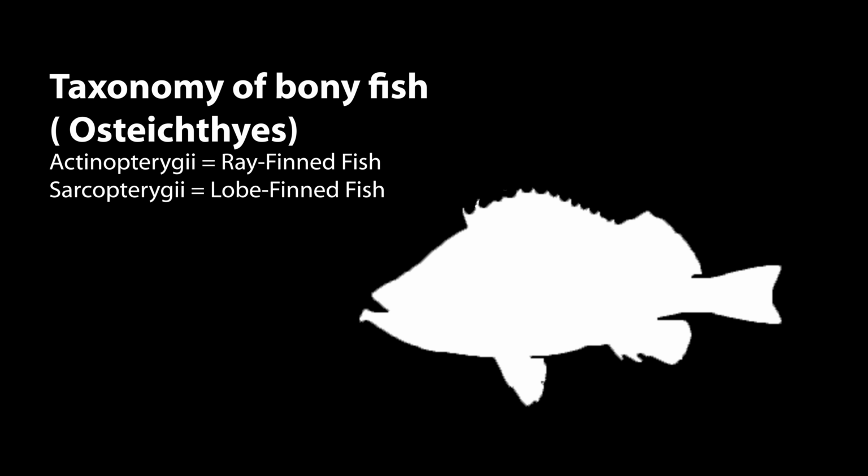This group includes almost half of all living vertebrate species. Most bony fish fall within this group. The Sarcopterygiae are lobe-finned fishes, or fleshy-finned fish.